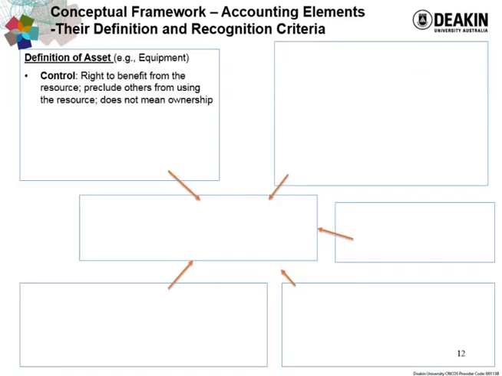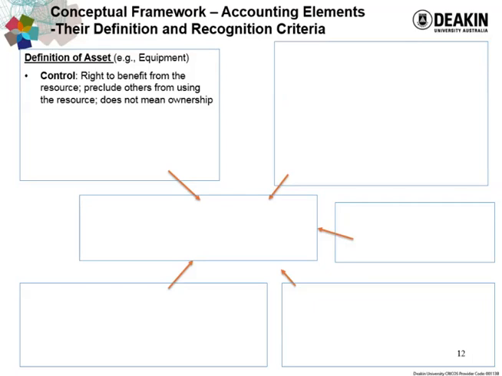First of all, let's look at the definition of asset. Examples of asset includes equipment, land, inventory. First, we need to show control. Control means we have the right to use the resources, and at the same time, we preclude others from using the resources, meaning only our business can use it, others cannot use it. And control does not necessarily mean ownership.